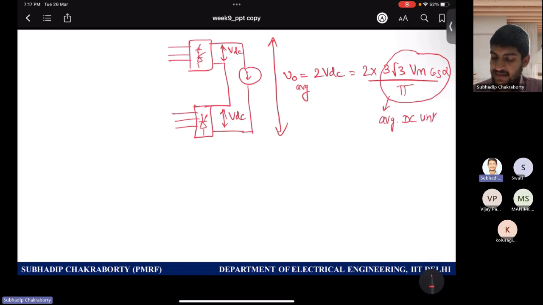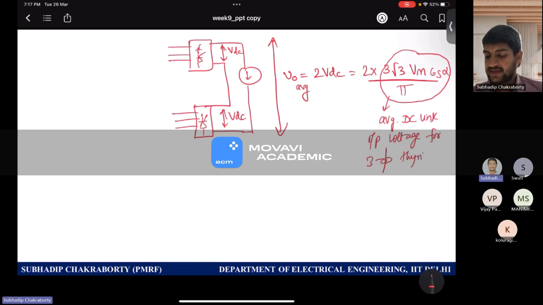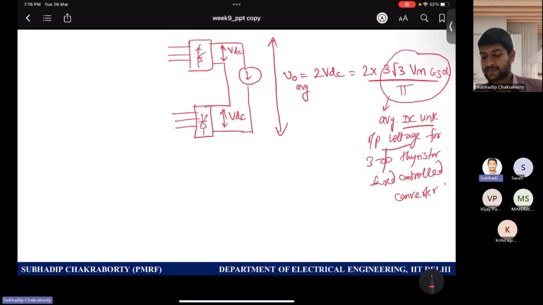So 3√3 Vm by pi means this is the average DC link output voltage for a 3-phase thyristor based controlled converter. And what is Vm? Vm is the phase peak, meaning the phase voltage peak.